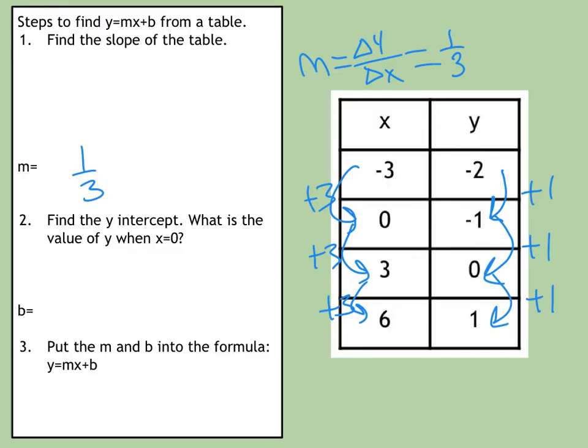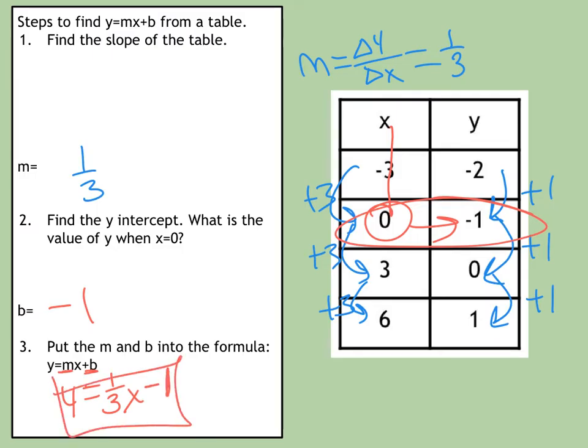That's going to be my m value in the equation y equals mx plus b. My second step is to find the y-intercept, or my b. What is the value of y when x equals 0? So I'm looking at where x equals 0. It's going to be this point right here, 0, comma, negative 1. So my b is going to be that number right there, negative 1. And now I'm using my m and my b in the formula, y equals mx plus b. My y and x stay the same, y equals, my m is 1/3, so I plug that in, 1/3 x. And then my b is negative 1, so I write minus 1. And that's going to be my equation for this line.